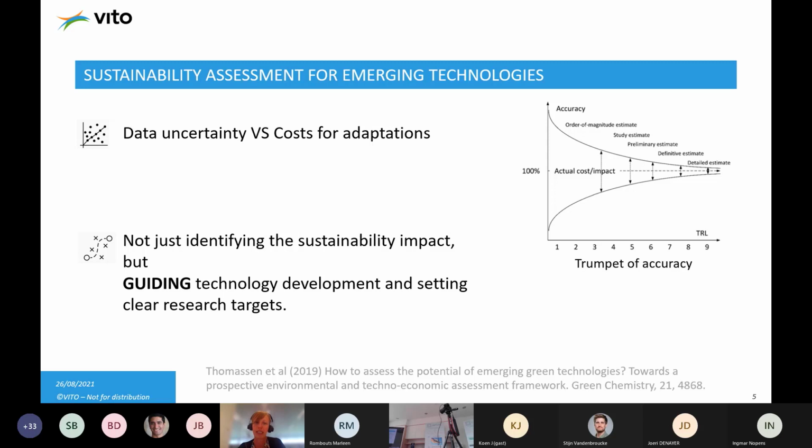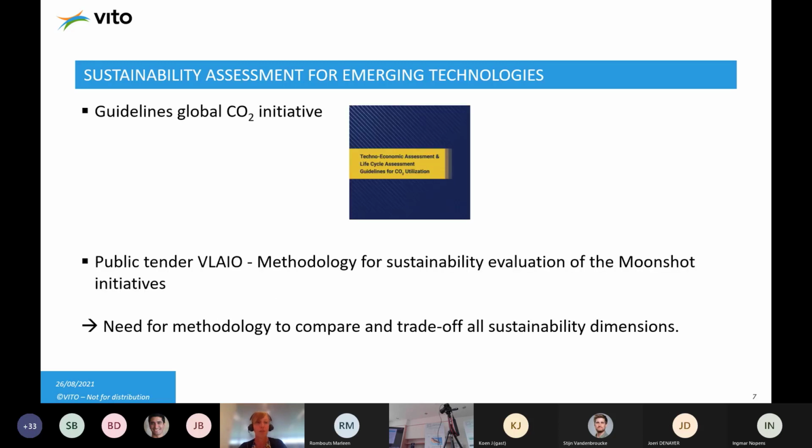Also, another big difference between doing a sustainability assessment at high TRL level versus at low TRL level is the specific goal. So if we do a sustainability assessment, our goal is not to say this is the sustainability impact of the process, but we rather want to guide technology development together with the tech developers, really defining a roadmap for this further development and setting clear research targets. So that's what we envision.